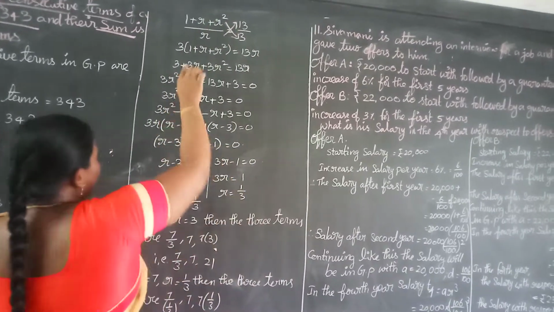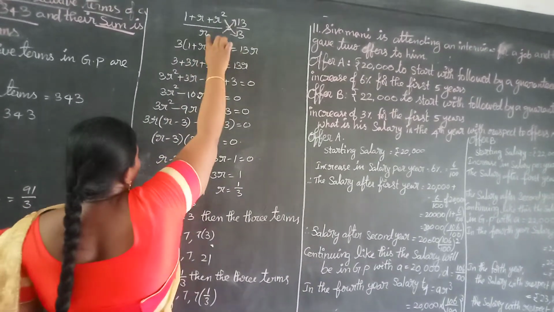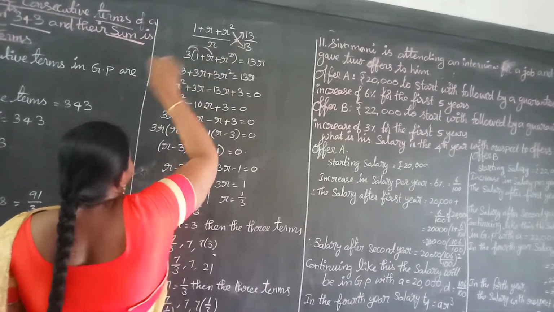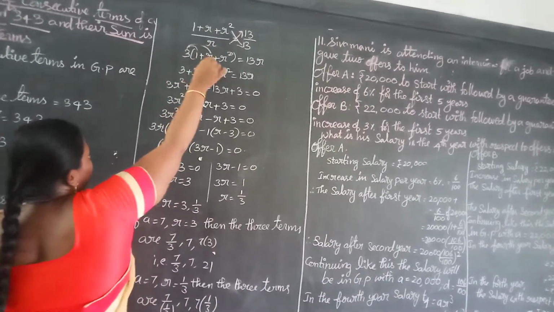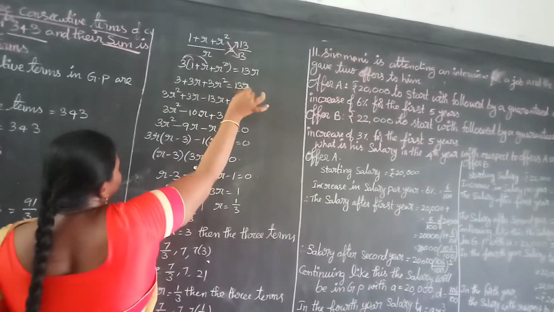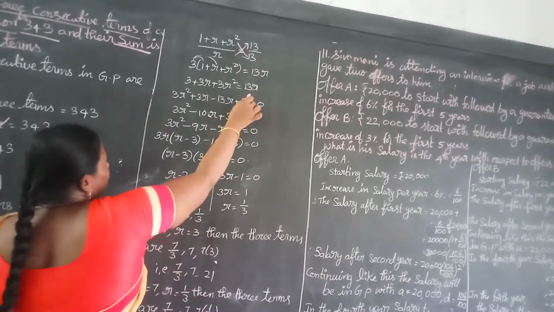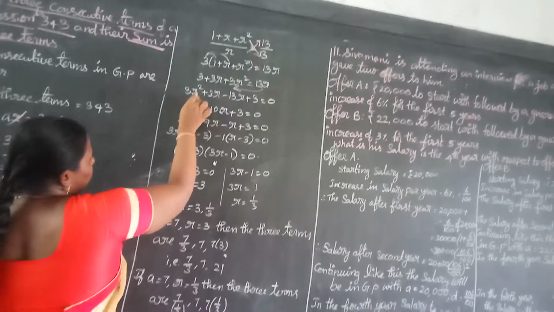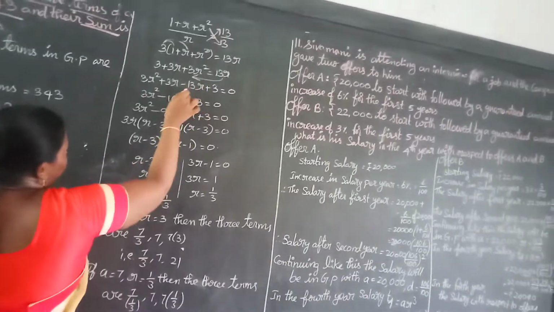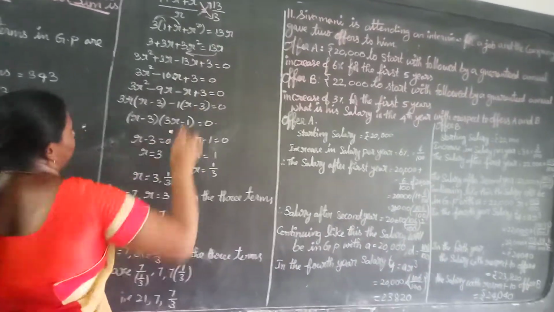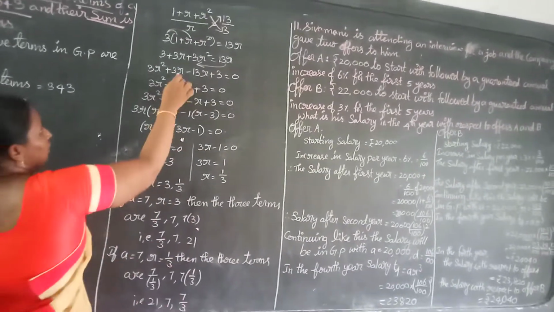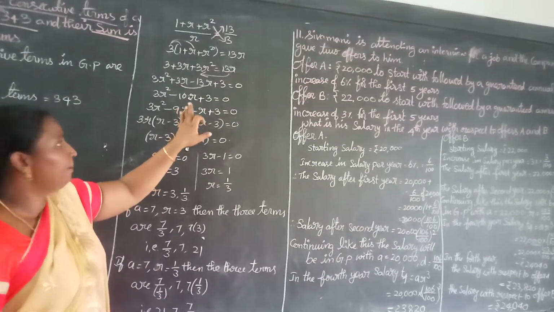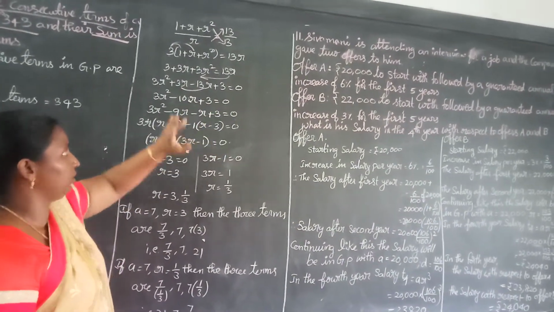So 3 into 1 plus R square equal to 13 into R, 13R. So multiply this 3. You will get 3 ones are 3, 3 into R, 3R square equal to 13R. Send this 13R to the left hand side. So write in order 3R square plus 3R minus 13R plus 3 equal to 0. So these two are like terms. So plus 3R minus 13R you get minus 10R plus 3 equal to 0.